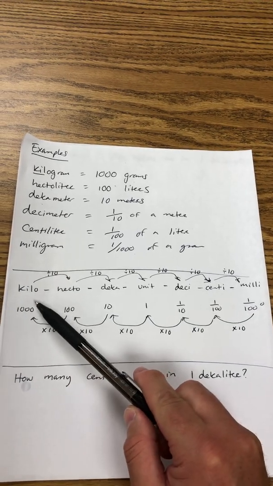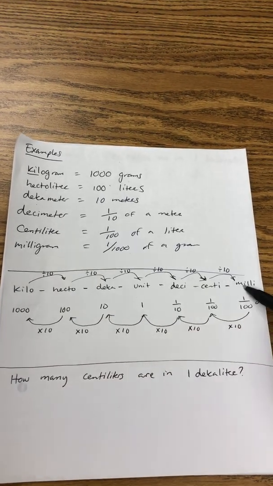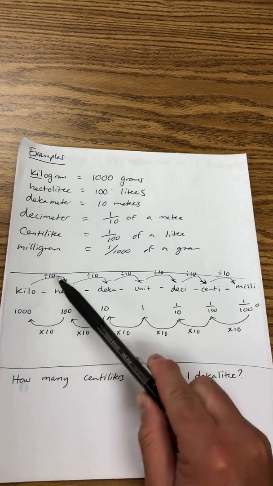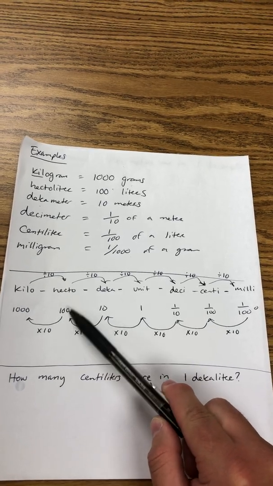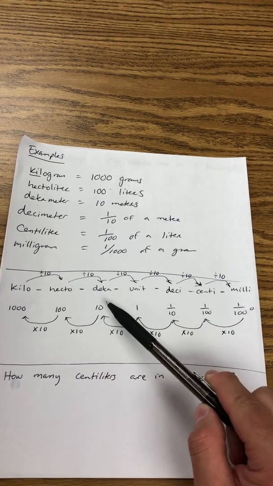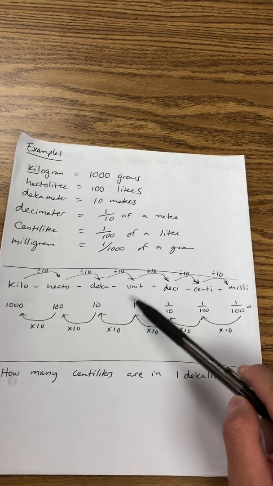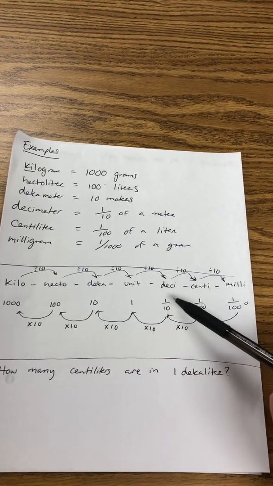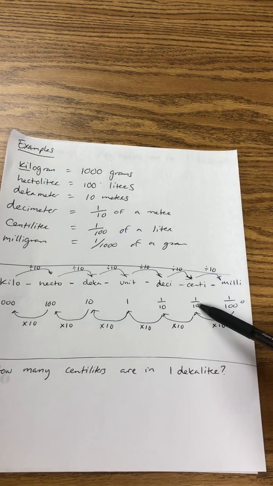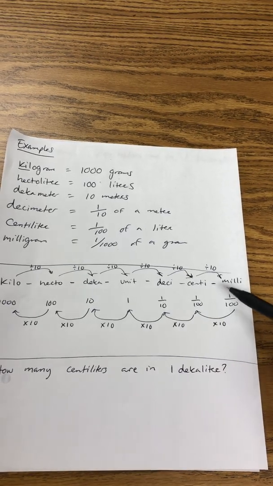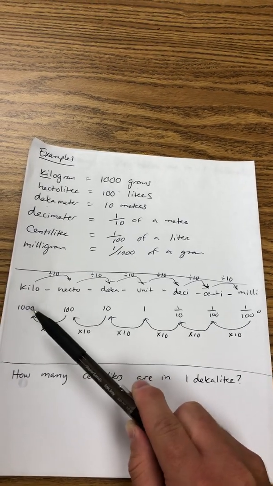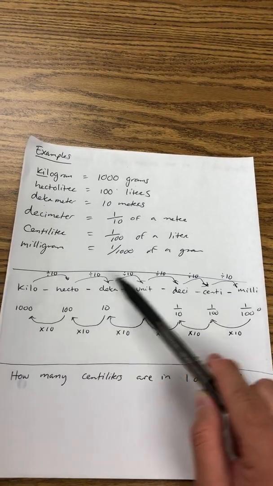If we are at kilos, we can divide by 10 to go all the way back. So 1,000 divided by 10 is 100. 100 divided by 10 is 10. 10 divided by 10 is 1. 1 divided by 10 is 1/10. 1/10 divided by 10 is 100th. 100th divided by 10 is 1,000th. So we can go from left to right by dividing by 10.